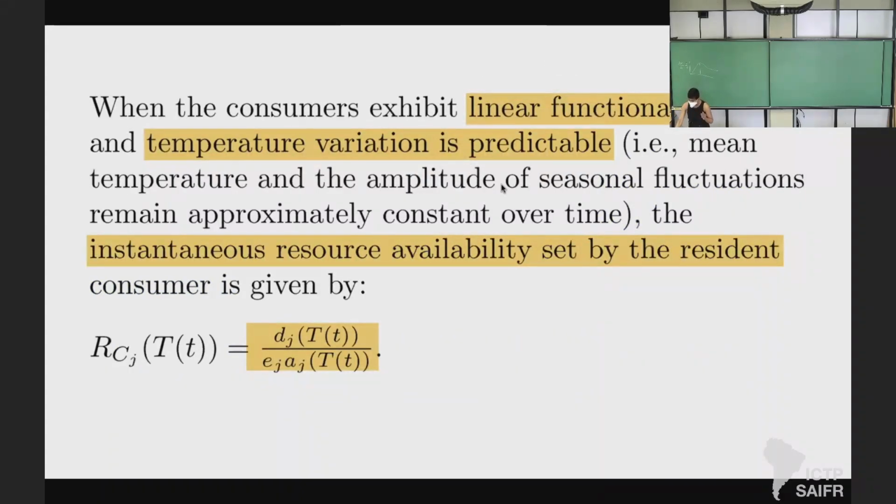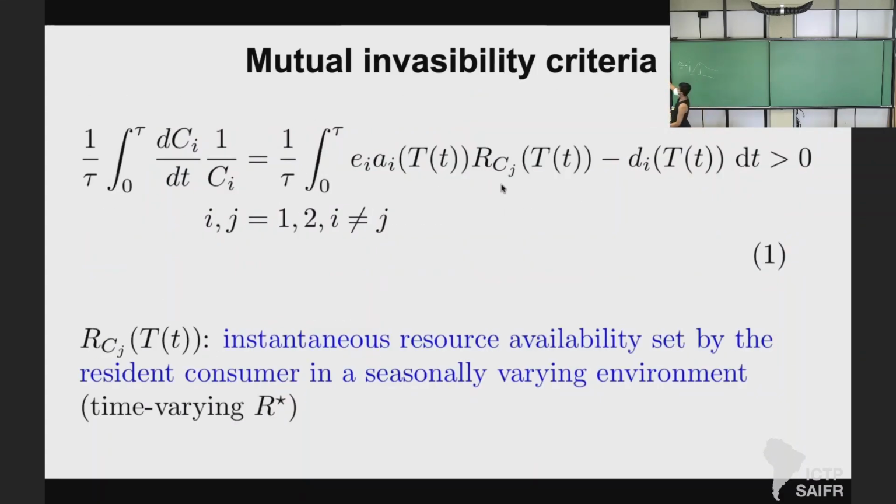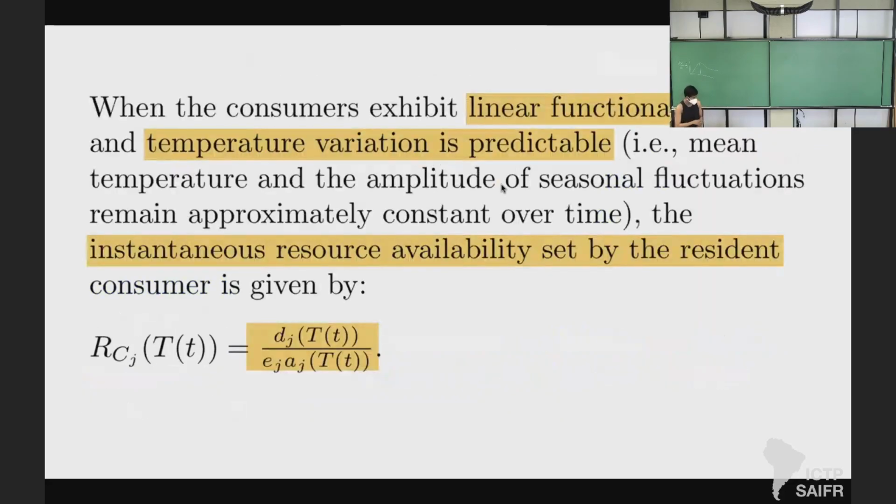So this is really hard. Inside this integral, everything changes over time. So this is really hard. Honestly, you can't actually do this for this model without simulating it. But can we get an analytical approximation? There's a way to do that. When the consumers exhibit linear functional responses, you know what Jensen's inequality is? Have you heard of this? The mathematicians? Yeah. He was French.